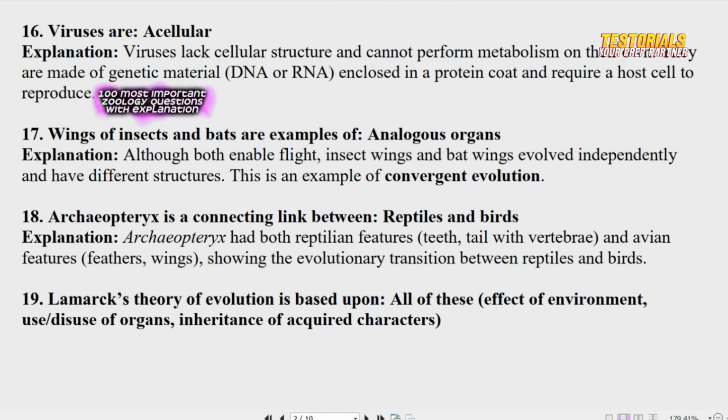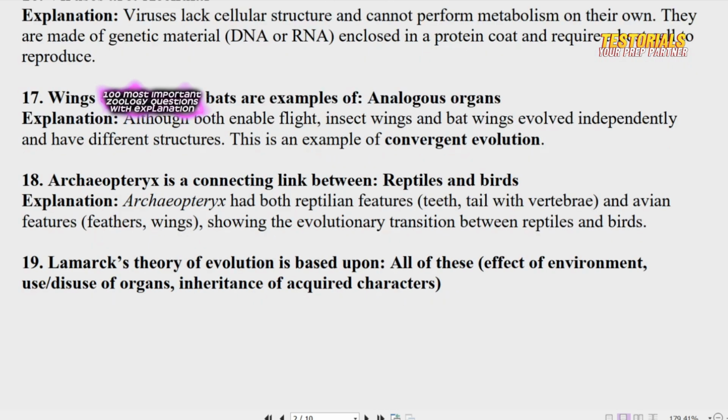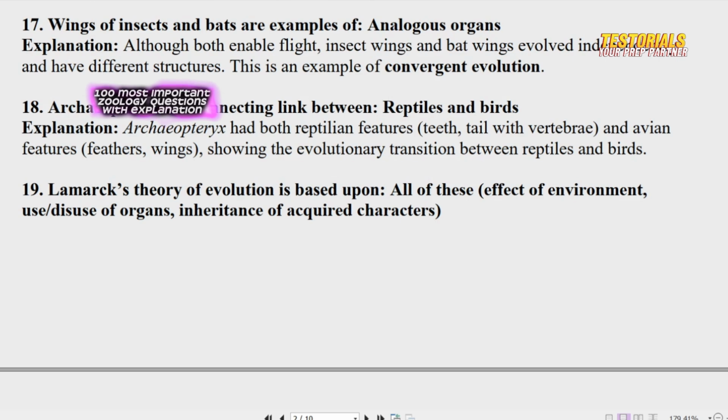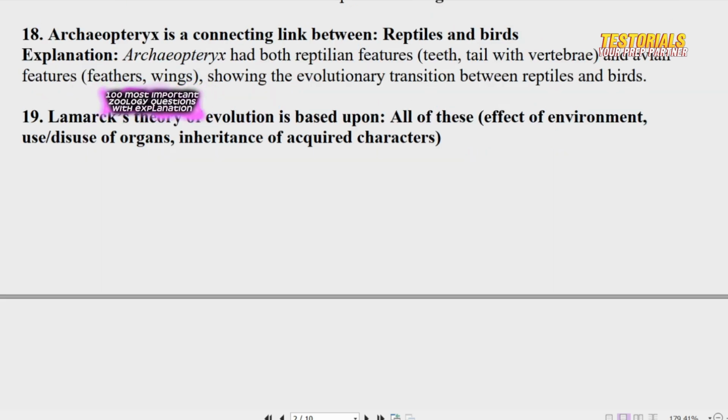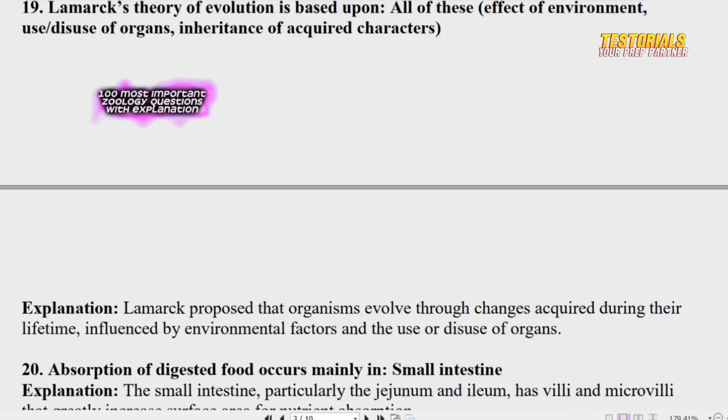18. Archaeopteryx is a connecting link between reptiles and birds. Explanation. Archaeopteryx had both reptilian features, teeth, tail with vertebrae, and avian features, feathers, wings, showing the evolutionary transition between reptiles and birds. 19. Lamarck's theory of evolution is based upon all of these: effect of environment, use and disuse of organs, inheritance of acquired characters.